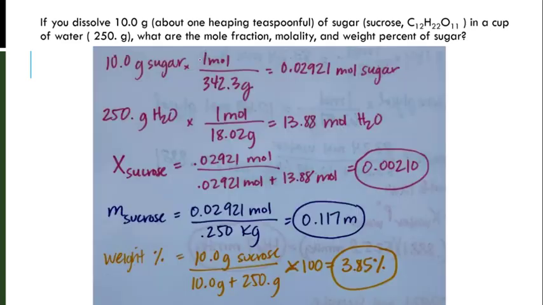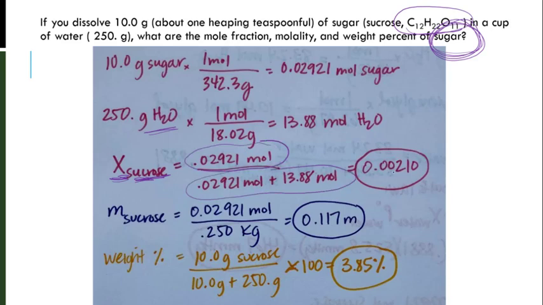I had 10 grams of sugar. I went to moles of sugar, finding the molar mass of sucrose. I had grams of water. I went to moles of water. And we're finding here the mole fraction, the molality, and the weight percent of sugar. So sugar is going to be my numerator in each of these. So to find the x of sucrose or sugar, there's my moles of sugar divided by total moles to get this answer. My molality, my moles of sucrose or sugar over kilograms of solvent to get that. And the weight percent is grams of sugar or sucrose over total grams to get 3.85%.